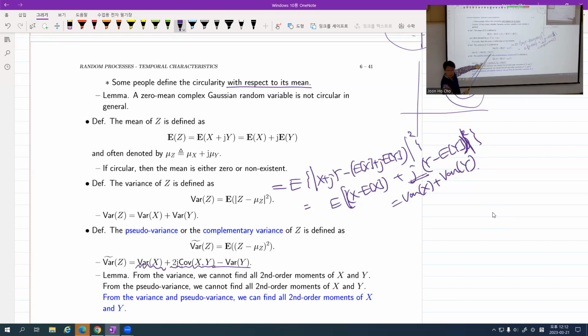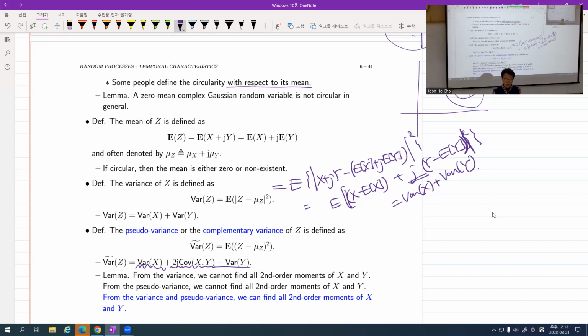How? See that? This is a real number, no imaginary part. This, in general, has a real part and an imaginary part. So you take the real part of it, which is variance of x minus variance of y. And here you have the summation of that. You add and divide by 2, and you have the variance of x. You subtract and divide by 2, and you have the variance of y. And you take the imaginary part of it, divide by 2, and you have the covariance. So the variance and the pseudo variance or complementary variance of a complex random variable provide you all the second order moments of the two random variables x and y.